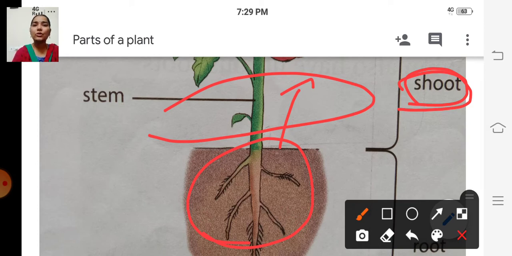There are two types of roots. One is tap root and another one is fibrous root. What do you mean by tap root? It is a thick root that goes under the soil very deeply. It is a thick root that is called tap root. And from the thick root, many thinner roots can grow. And next one is fibrous root. What do you mean by fibrous root? It is like a bunch of many thinner roots.